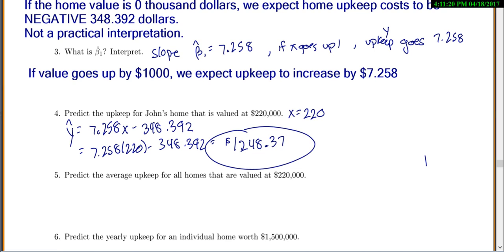This next one says, it's our prediction for John. This one says predict the average upkeep for all the homes that are valued at $220,000. Well, it turns out you do the exact same thing, nothing changes, it's just a different way to interpret it. So it's still going to be $1,248.37.